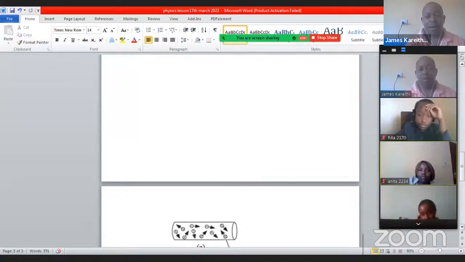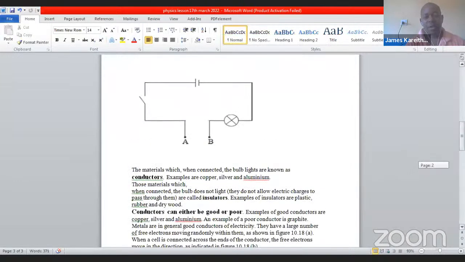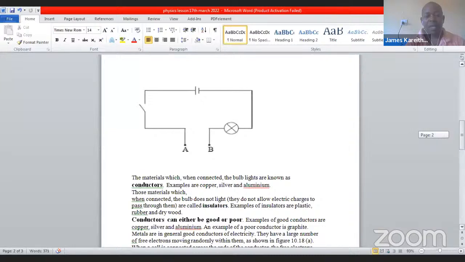And yesterday we were trying to look at what we call good conductors, bad conductors, and what we call poor conductors. At the same time, we were trying to ask ourselves, what are these materials? Look at the screen. What are these materials that can be connected across point AB and the bulb continues to light? Okay, let me pick an annotation here. And there you are. Supposing I close this switch, and then what are these types of materials that cannot be connected between point A and point B so that the bulb lights?